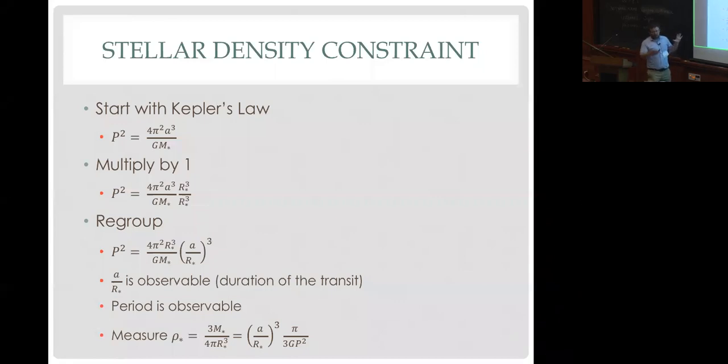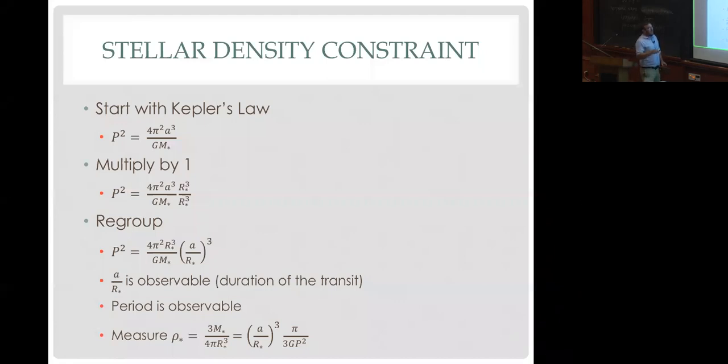That's the point of this slide, but I'm just going to go through the very simple algebra to show that, because that's not an intuitive thing to say. Why would a transit constrain the density of the star? So you just start with Kepler's equation, and I multiply by the factor of 1, R star cubed over R star cubed. That's all I've done, and then I regroup it. So now I have a over R star cubed, and a over R star happens to be an observable. It's basically the duration of a transit.